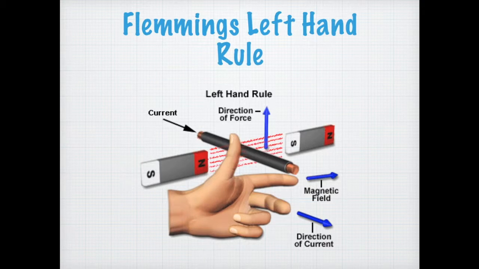For the force to be exactly perpendicular in an electric motor, the condition is that the magnetic field lines and the direction of the electric current need to be perpendicular to each other, and then a perpendicular force will act on the conductor.